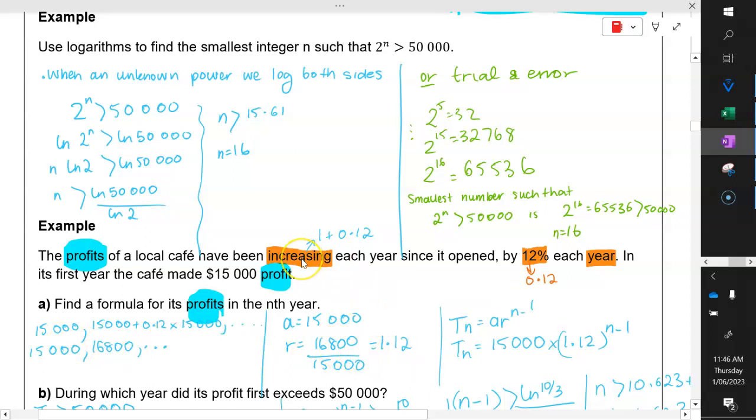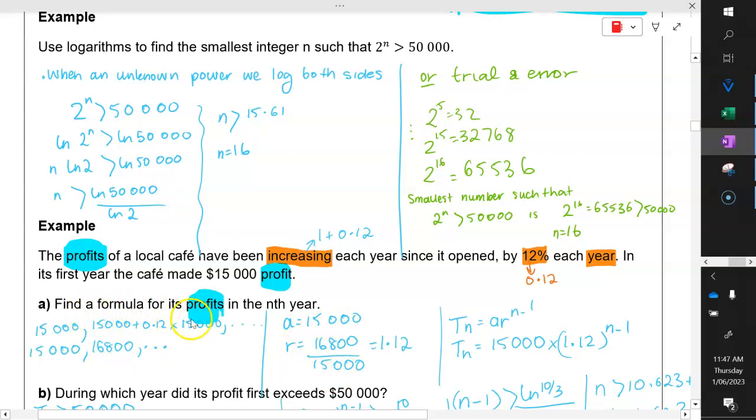But what we can also do is, when it's an increase, we add the percentage increase to 1. So 1 plus 0.12 is 1.12. So you could think of it like that as well. If it was a decrease, we'd go 1 minus 0.12 and we get 0.88. So depending on whether you understand this increase or not, or whether you want to just work the series out and find the r, both are totally acceptable in this case.